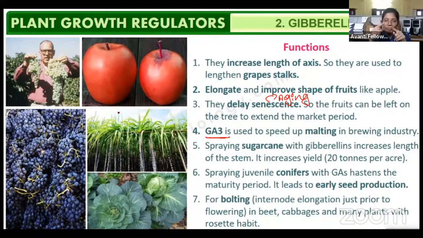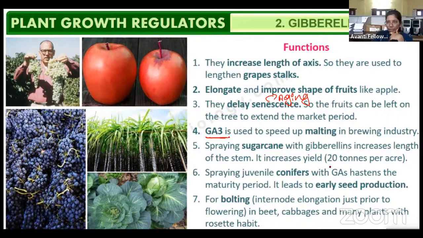Auxin, especially in the auxin, the tip of the stem will be increased. So apical dominance is a major effect of the auxins. Gibberellins, what we mostly have to remember is that the stem length or the axis length will be increased, if you want to increase the length of anything.